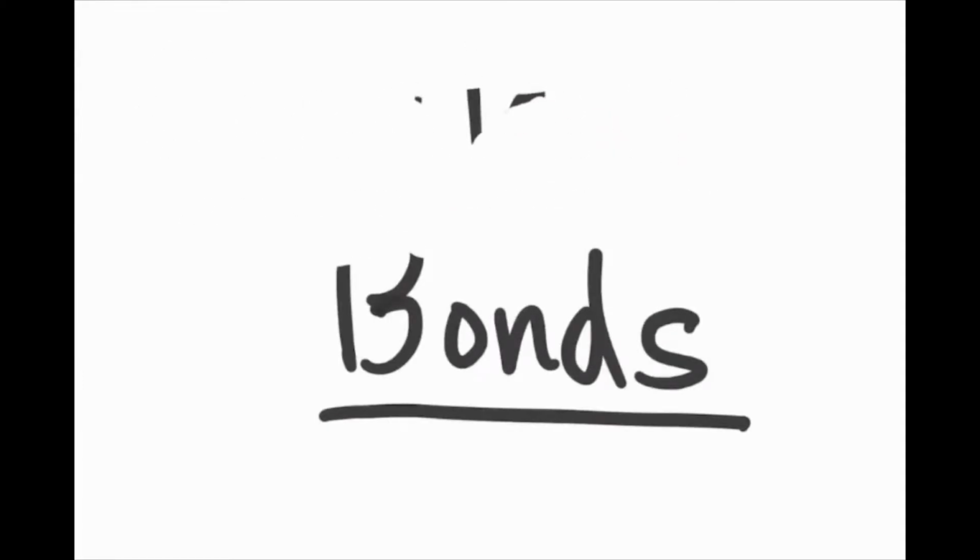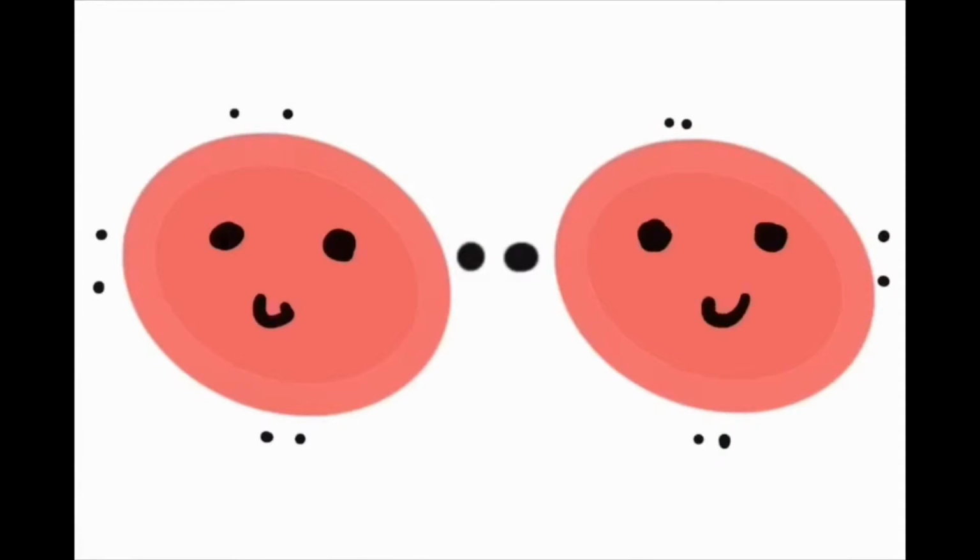Today we're going to be talking about covalent bonds. Covalent bonding occurs when two atoms are sharing a pair of electrons. Atoms share their electrons in order to fill up their valence shell and complete the octet rule of having 8 electrons.